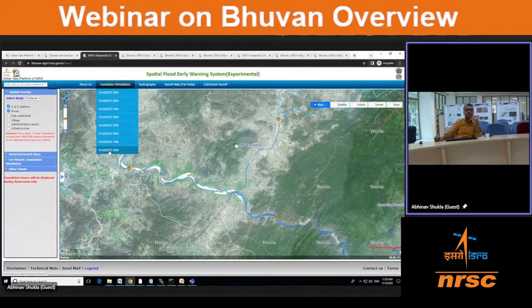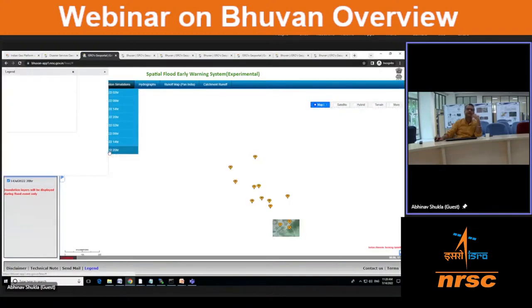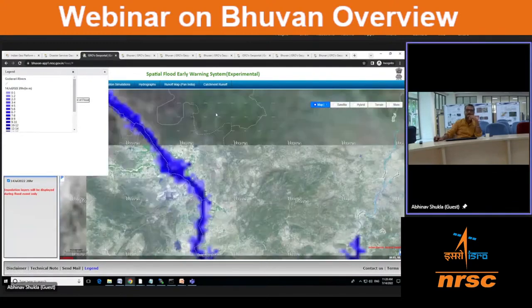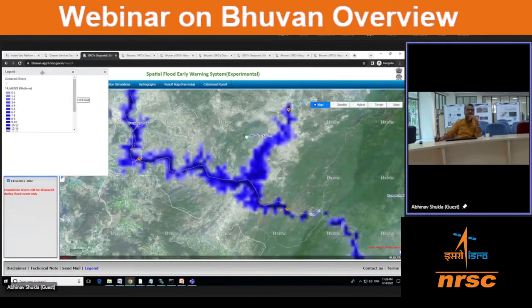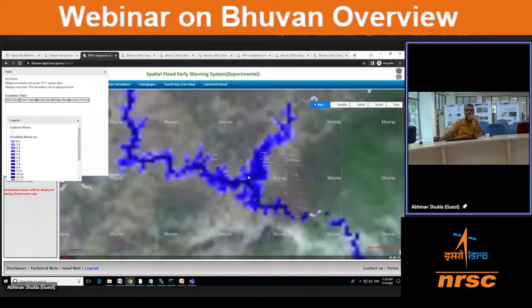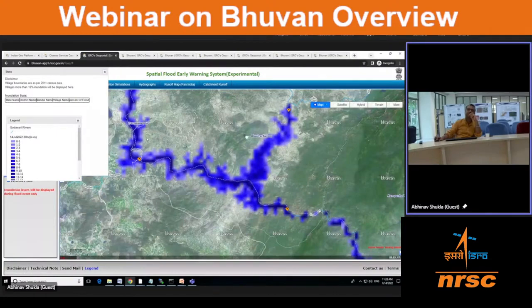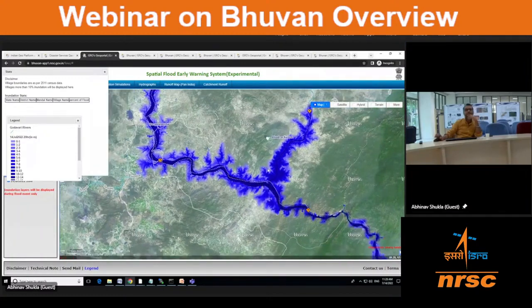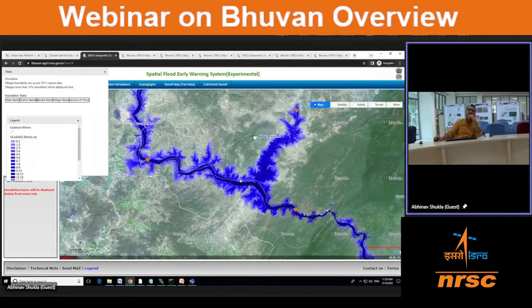Also, the flood simulation, what will be the pattern of flooding, can also be seen from this particular application. So if you click on this flood simulation map and then zoom in here, you'll be able to see the pattern of flooding that would come. So if you see clearly, you will be able to assess the overall information. Some of you may be seeing some kind of delay, so I'm doing it slowly. So all this information is provided to you well in advance.